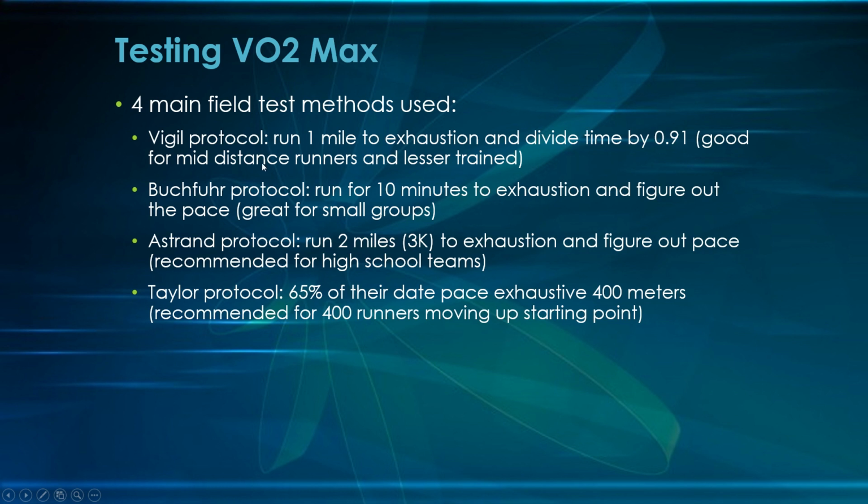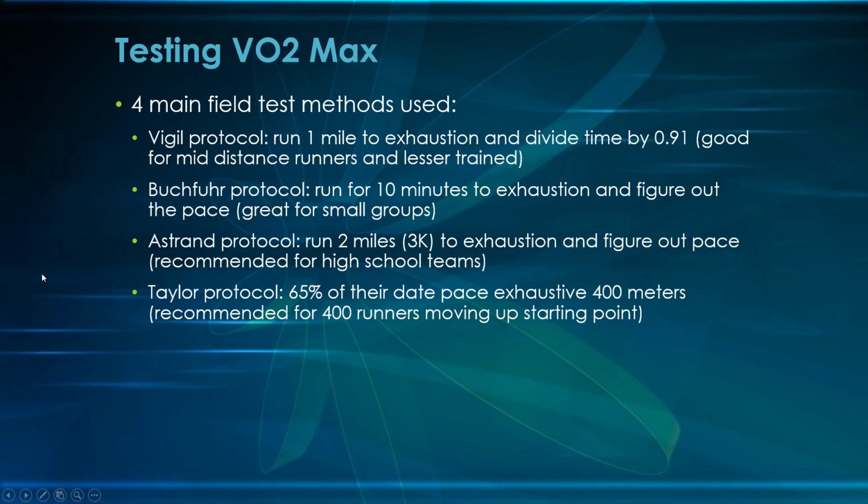The Birchford protocol, which is to run 10 minutes to exhaustion and figure out their pace. This is probably the best and most accurate. VO2 max is typically about 10 minutes, how fast you can run consistently for 10 minutes. But it's kind of a nightmare to actually execute unless you have a very small group, because if you have a team of 20, 25 kids and they're starting at one point at the same time and finishing all at different points, unless they all have really good GPS watches, you're not going to get as accurate data as you actually need. So if you have a small group, especially if you had like a really elite small group, this would be the best to use if you can actually manage to pull it off.